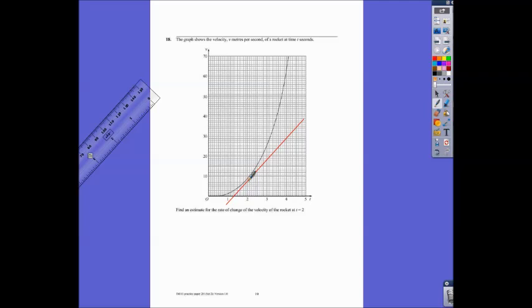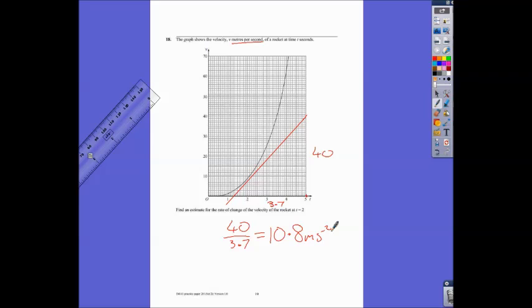Now, to do the gradient of that, we need to look at this distance here, which is from 0 up to 40, if you carry that on. So this distance here would be 40, and along here, that's at 1.3, so this all the way to here would be 3.7. So 40 divided by 3.7 would give us a gradient of 10.8. It says find an estimate for the rate of change of velocity. In fact, it doesn't tell you what they're measuring, does it? That doesn't tell you whether it's meters or not. Oh, sorry, yeah, meters per second. So it'd be meters per second squared.